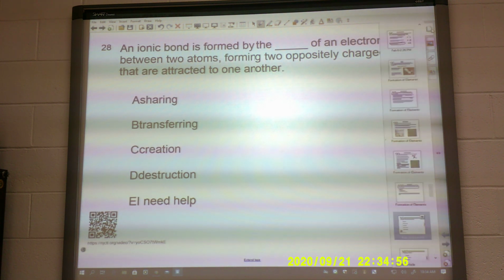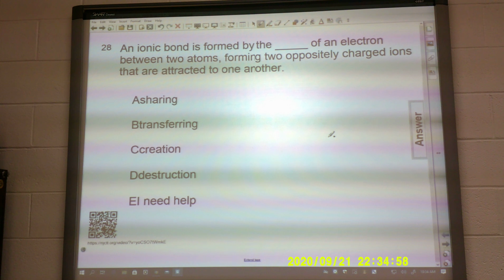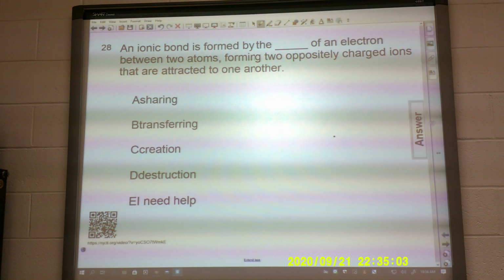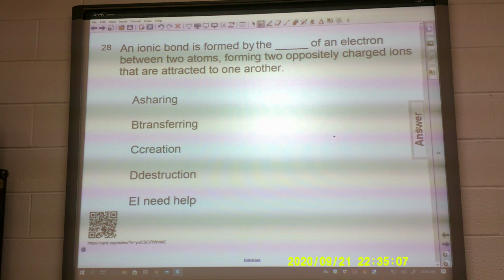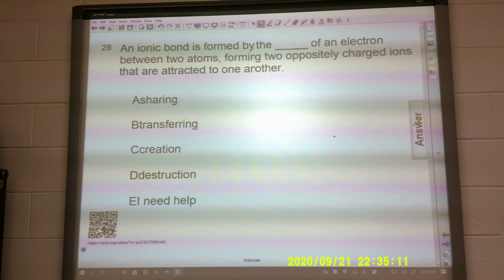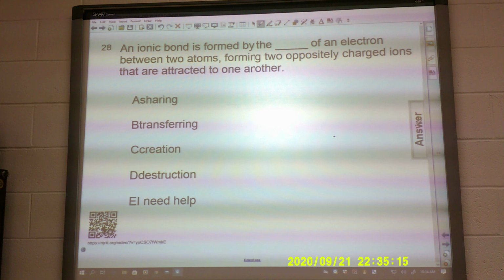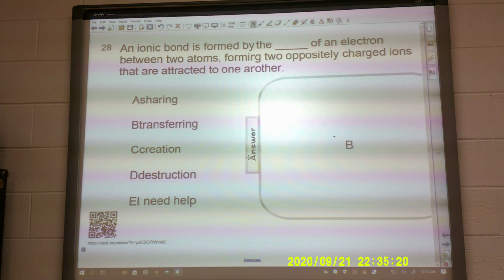Okay, we probably are getting close. Oh, no, it is on 101, so we're going to 112. An ionic bond is formed by the blank of an electron between 2 atoms, forming 2 oppositely charged ions that are attracted to one another. Sharing, transferring, creation, or destruction. Let me get back on my arrow there. And it would be B, the transferring.